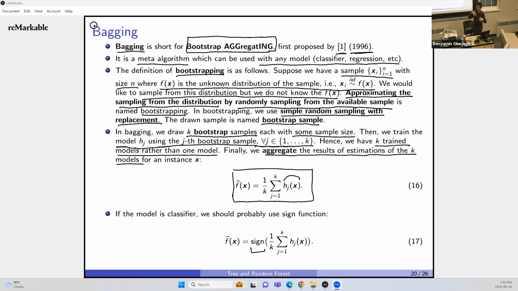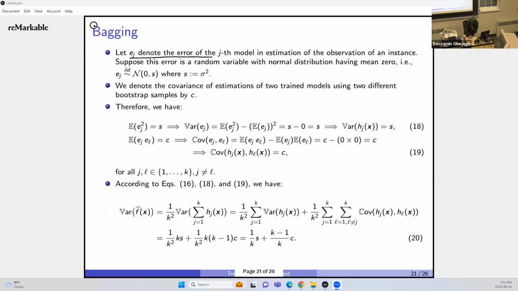So I can use a sign. I can say whether the class label is -1 or 1. Now let EJ denote the error of the jth model in the estimation of the observation of an instance. So EJ denotes the error of the estimation of the jth model.